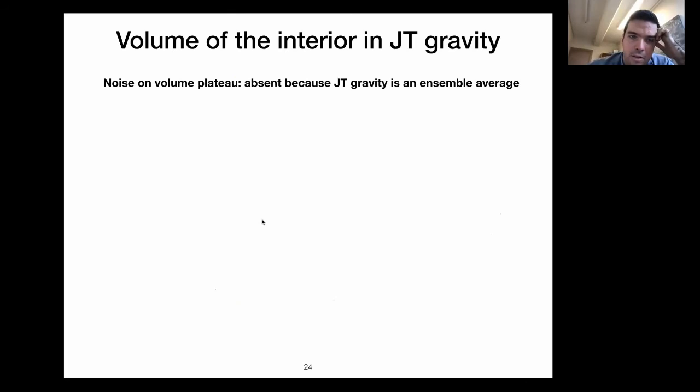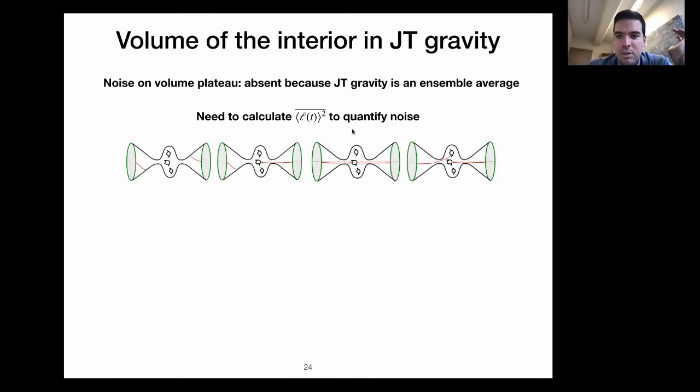Okay, so my next comment is about the noise. We go back for a moment to this interpretation of gravity as an ensemble average. Then we can ask how this quantity will look in a single member of the ensemble. One thing we can do is to calculate the variance of it. So what would we do then? We would square this quantity and do the average in the ensemble. So there's a geometric computation that you need to do in this case. So you kind of double the number of boundaries.